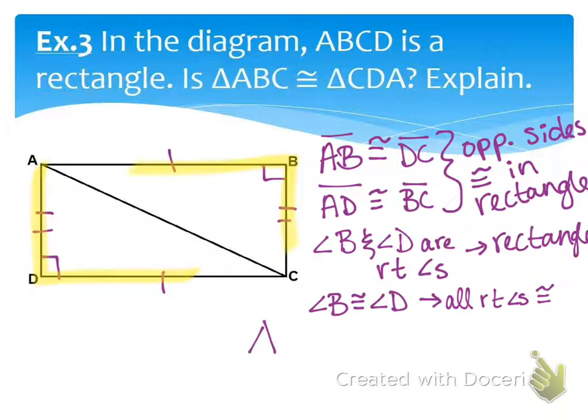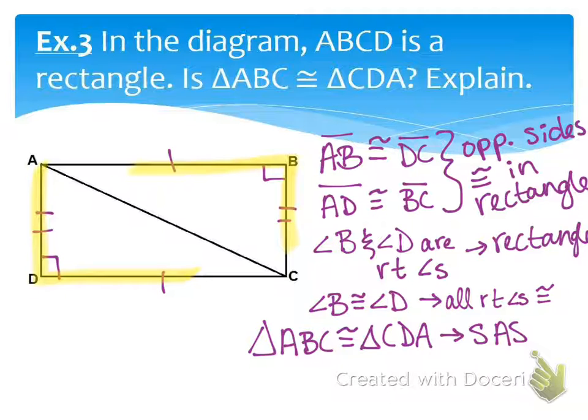So I could say that triangle ABC is congruent to triangle CDA using side angle side. Now, this is almost like having a two-column proof. It's just not quite as formal. Questions about all the steps we took to prove, or explain, that those are congruent triangles?